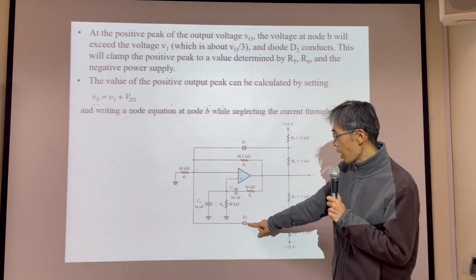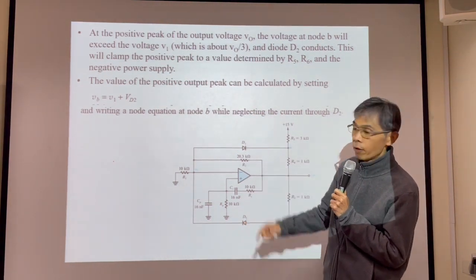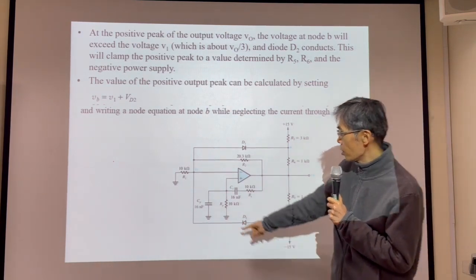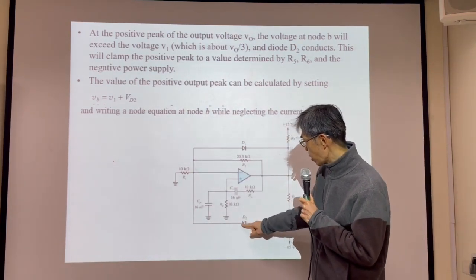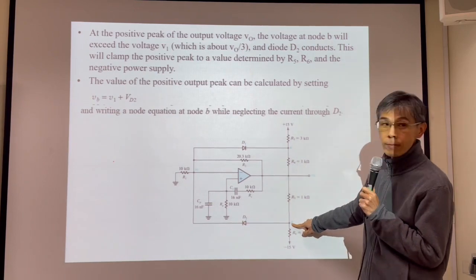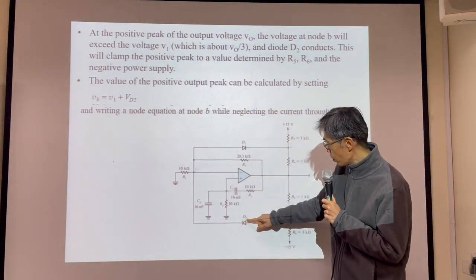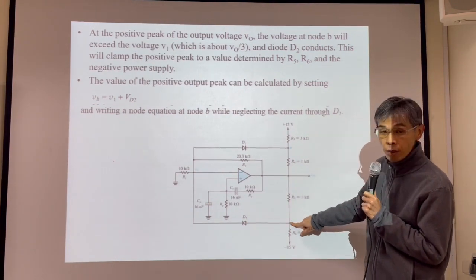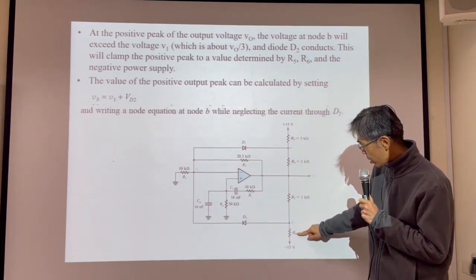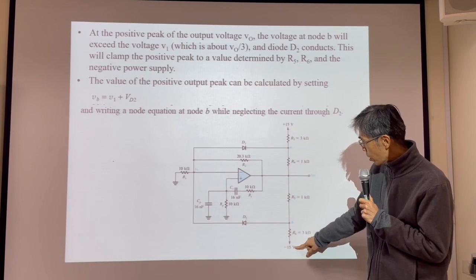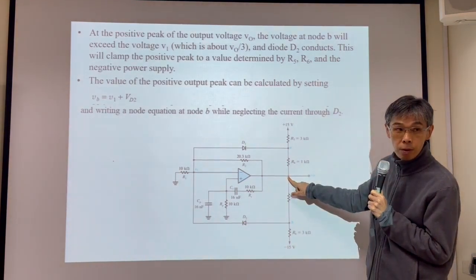See, the drop for D2, say 0.7 volt, and this is V1. V1 plus 0.7, then VB is fixed by V1 plus VD2. So if VB is fixed, we have R5, R6, and minus 1.5 volt. We can determine the VO this way.